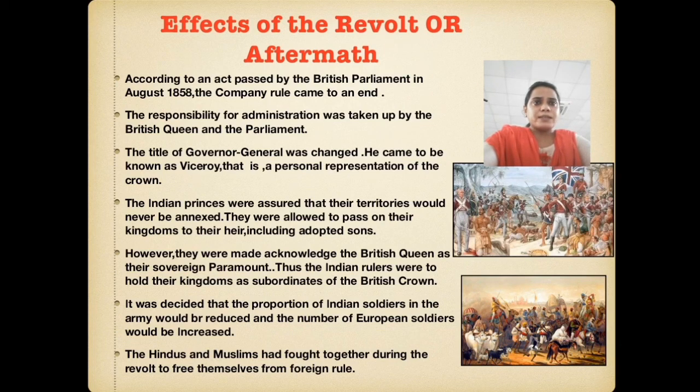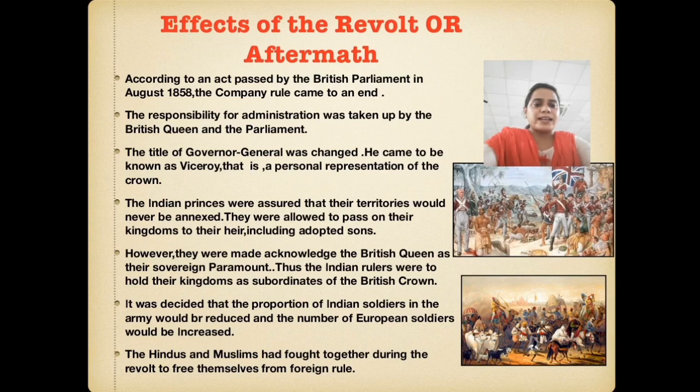The Indian princes were assured that their territories would never be annexed. So they were allowed to pass on their kingdoms to their heirs, including adopted sons. However, they were made to acknowledge the British Queen as their paramount sovereign. Thus, the Indian rulers were to hold their kingdoms as subordinates of the British Crown.